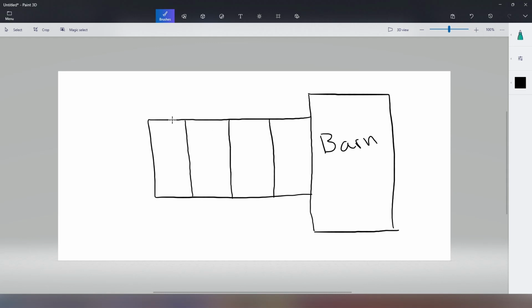Each of these are going to be of side length B, and each of these long ones, or the length of each corral, is going to be A. Now, assuming that we have 10,000 feet of fencing, what are the dimensions of A and B to make a maximum area enclosure? So we're first going to figure out what equations we are going to need.